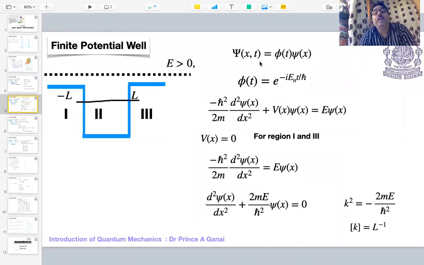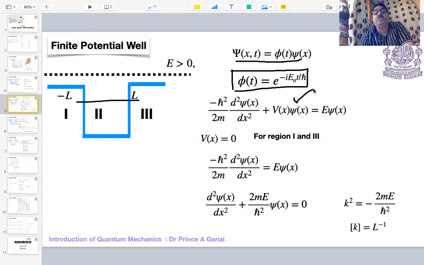Okay. Now we know that the wave function is psi(x,t) equal to phi(t) times psi(x). We also know that our potential, which we choose to be a constant potential of depth V naught, is independent of time. Since it's independent of time, we need to solve the time independent part of the Schrodinger equation. For the time dependent part, we already have a solution. The time dependent part only gives us a phase factor, e to the power minus iEt by h bar.